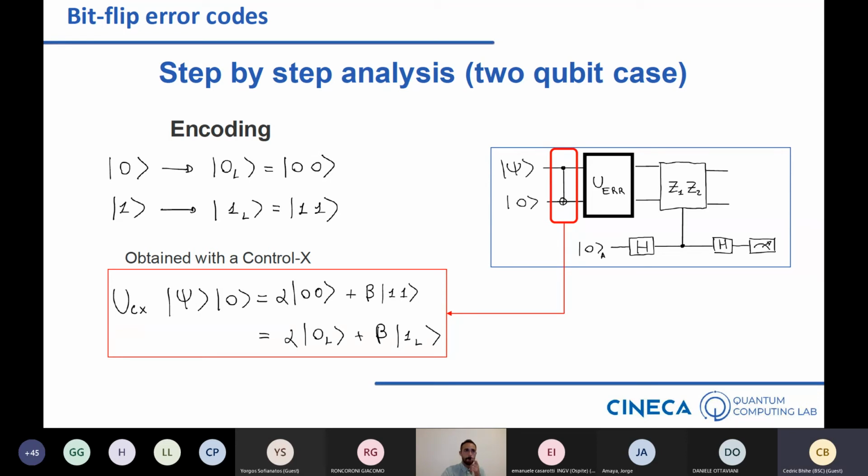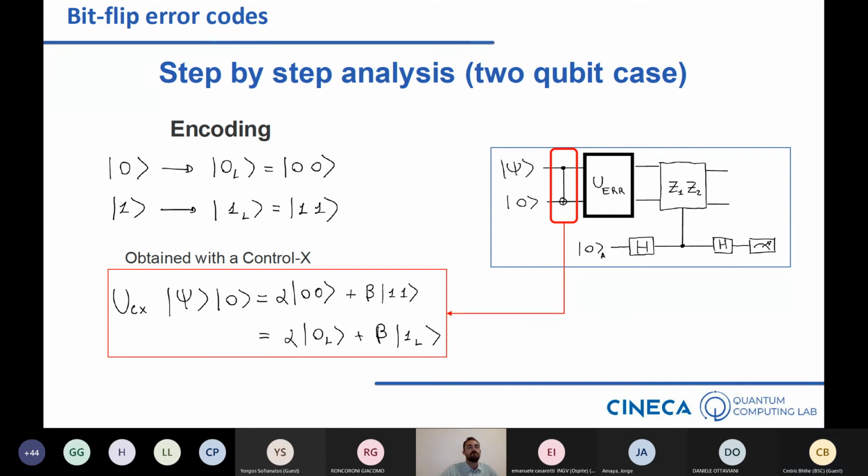Just out of curiosity, in current hardware, what is the most common type of issues you have? Is it flip errors? Is it anything really? Is there anything you can tell us?